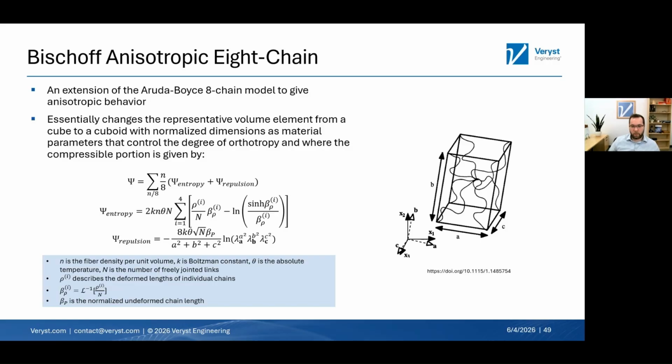I won't go into this any further because it's quite in depth. If it's something that interests you, I'd recommend reading the paper a lot more. It's quite a good paper, and you can get a bit more of an understanding of how these polymer chains are described. But very much the essence of it is that your degree of anisotropy is governed by these normalized dimensions of your representative volume element.